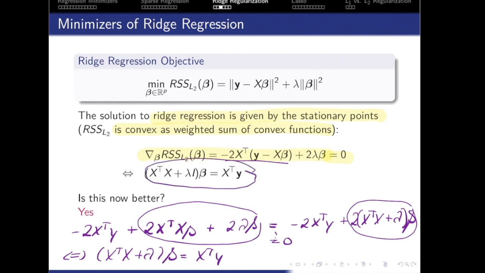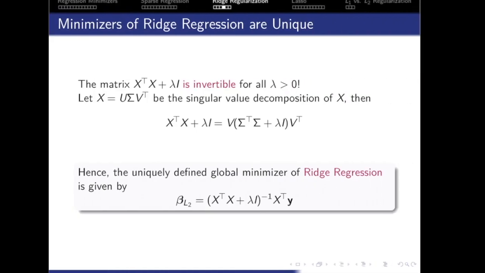Now we have again the case that we would want to solve for beta, and we can do this if X transpose X plus lambda I is actually invertible. So does this bring us everything? The answer is actually yes, because the matrix X transpose X plus lambda I is invertible, and we can derive this by the singular value decomposition.